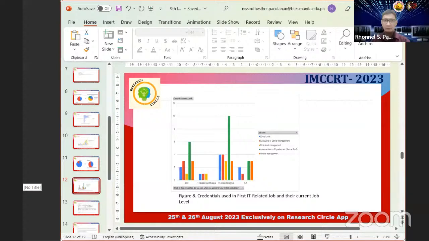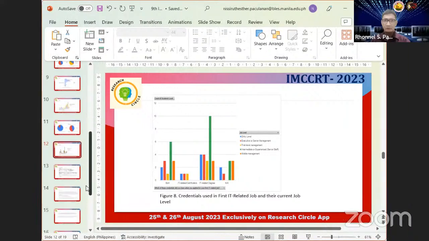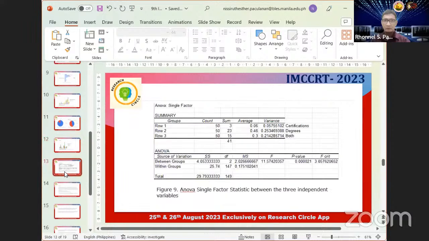Furthermore, 2 of the 15 respondents with IT degrees and certification have an entry-level position. One is in the first management level, 3 are in the middle, and 6 of them are at the intermediate or experienced level. So let me only show one statistical formula that has been used here.